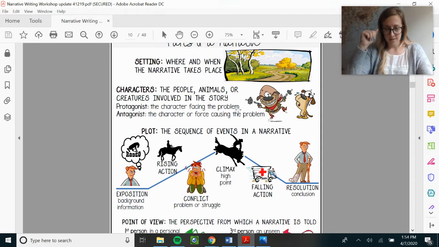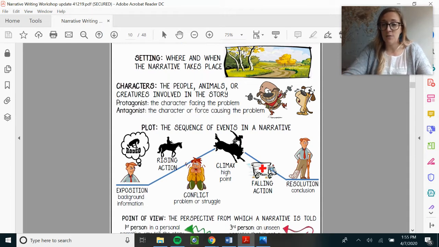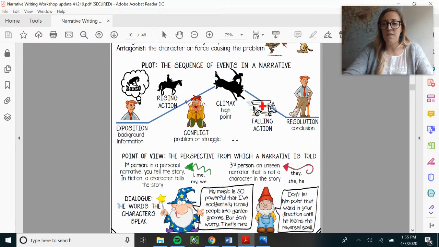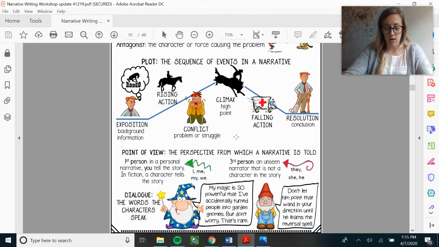Riley. Characters, very good. A third part. Let me hear it, Joaquin. The plot, good. A fourth part, who's got this one? Randy? Point of view, nice. And who knows the final, the fifth part of this? Haley, it is dialogue. Very, very good.